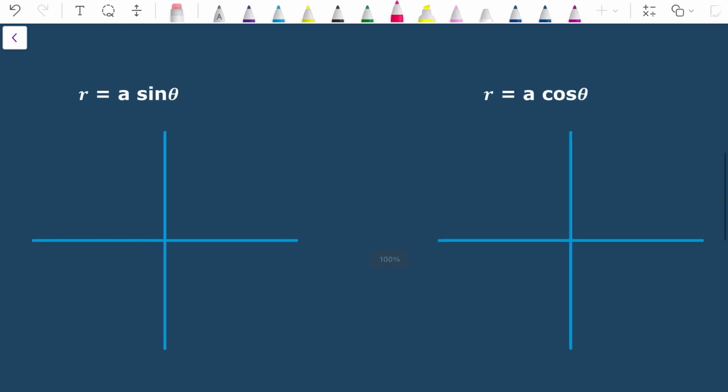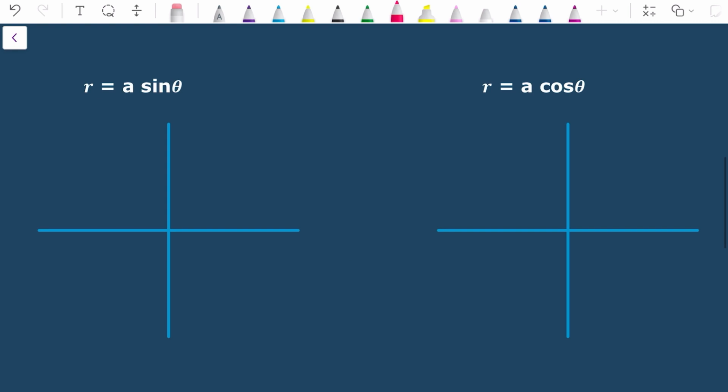I then get two other equations, r equals a sine theta and r equals a cos theta. Now, it's useful at this point to just distinguish between sine and cosine. And remember, I'm not going into depth here. We're going to work on this in the lesson as well.